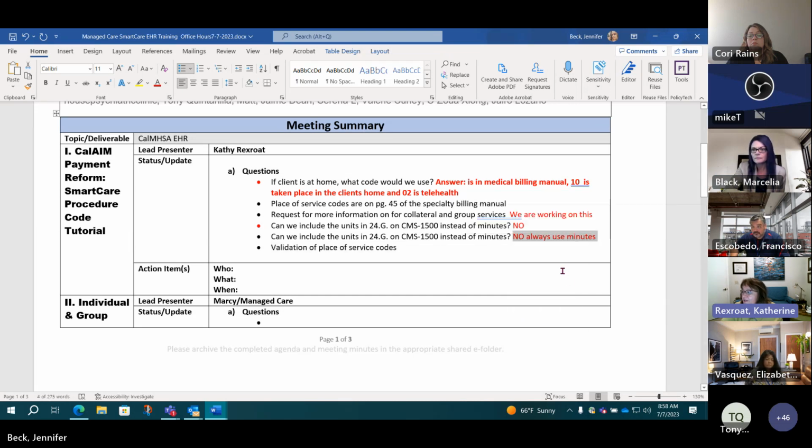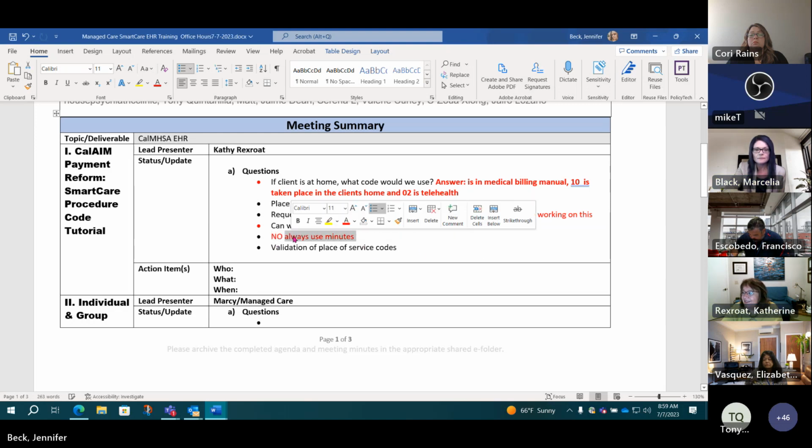Will the link to the billing manual be sent with this training PowerPoint? Yes, it's in the PowerPoint, and we will add the link to the email. And it is in every set of notes that we've sent out since we started office hours with individual and group providers. So the link to the billing manual is everywhere. It's on the CalAIM website. It's everywhere. But we will get it to you.